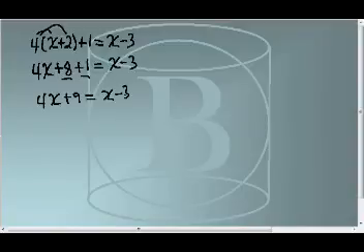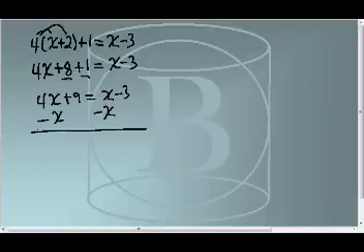Now I want to get my x's on the same side, so I'm going to subtract an x from both sides. 4x minus x gives me 3x. I bring down my 9, and then x minus x gives me a 0, so I just bring down my negative 3.